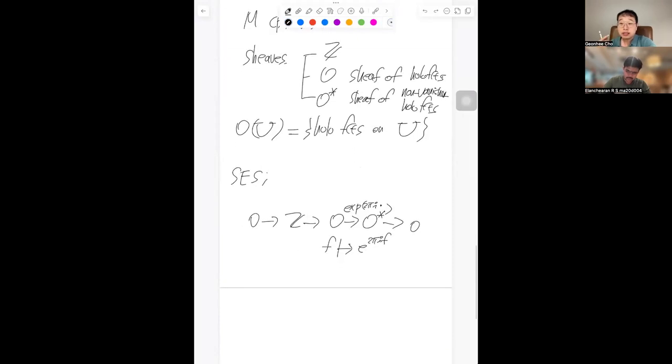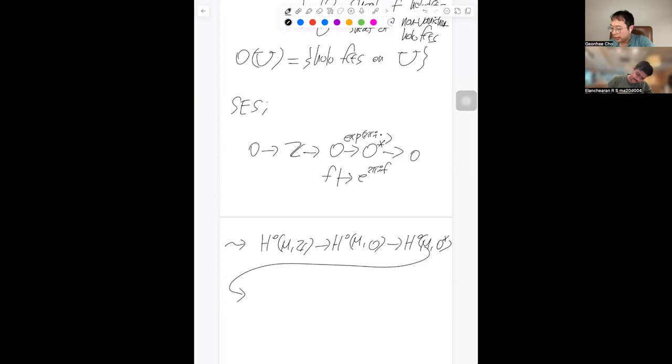Once we have the short exact sequence of these sheaves, this induces the long exact sequence. Let me just start from H0: H0 of Z, H0 of O, H0 of O star, and it just connects. There's a connecting map that maps like this. Let me just write down at the stage of H2. So this is guaranteed at the level of the sheaves.